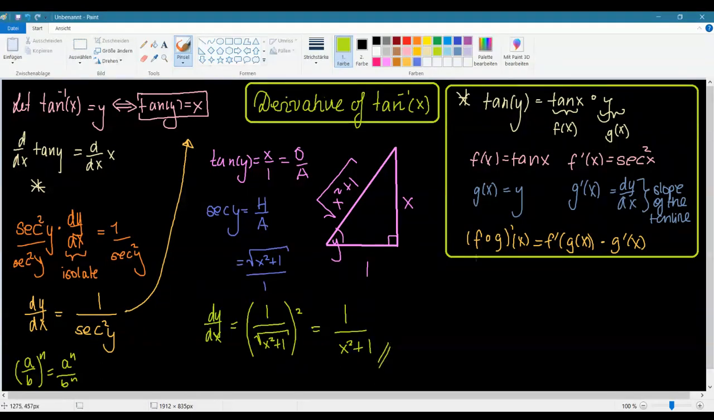And in the next video, we're going to derive our arccotangent x. But just to say it in this video already, it's just going to be the negative version of the derivative of arctan x. It's just going to be this with a minus in front of it.